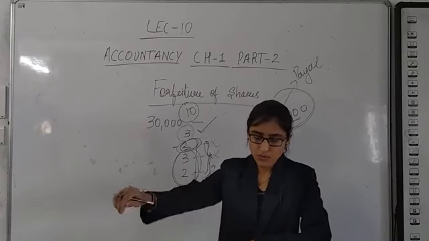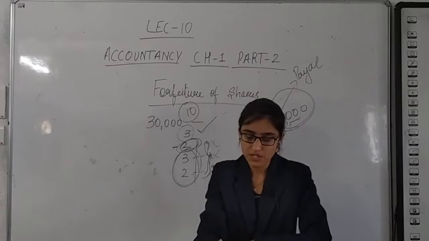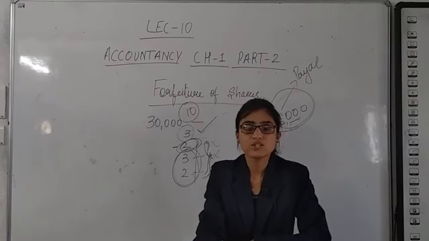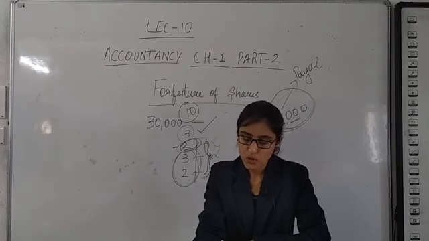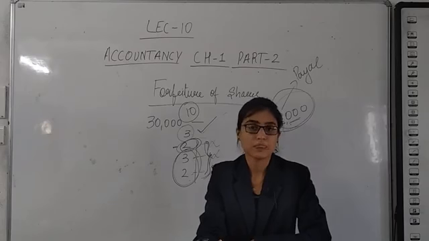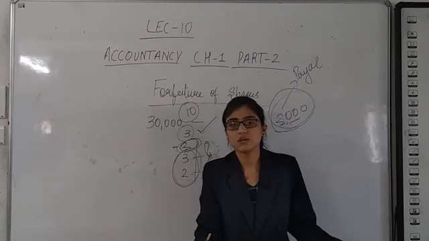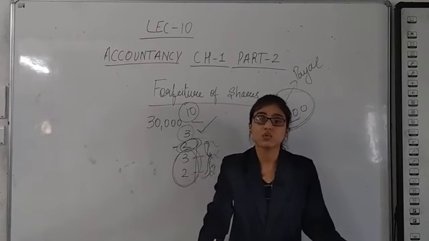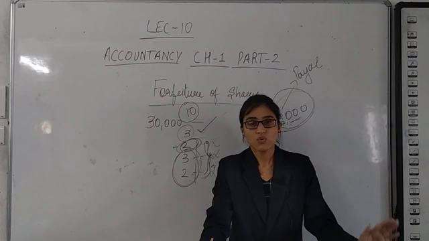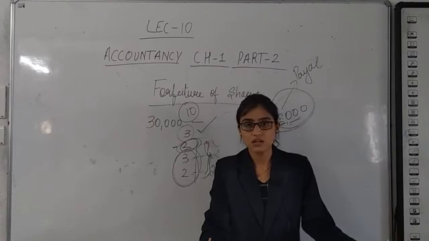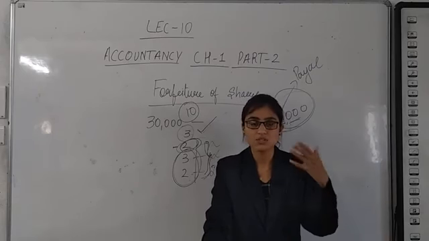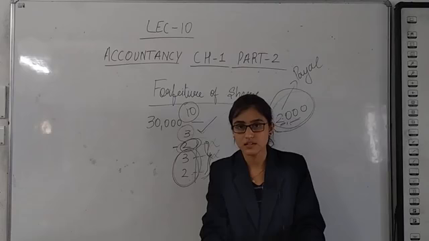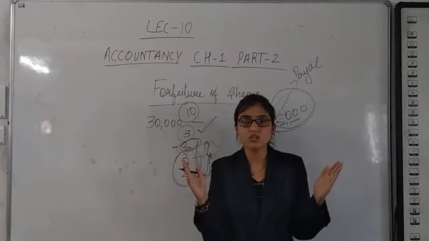M Limited forfeited 600 equity shares of one shareholder, Govind, for non-payment of final call of Rs 3 per share. See, it is extremely important to understand the question at first. Only if you understand the question clearly, then you can proceed. If you don't understand the question, then how is it possible for you to write down the journal entry? So clear the picture in your mind.